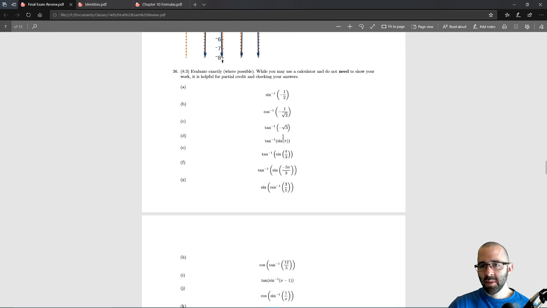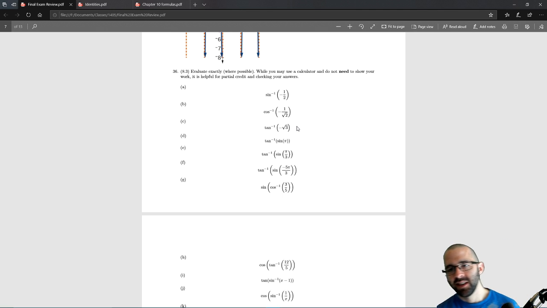Other stuff we can talk about. Ooh, yeah, remember inverse functions with these weird rules we got right here. Okay. You don't need to use a calculator, but you could. Just make sure you're giving me exact answers.